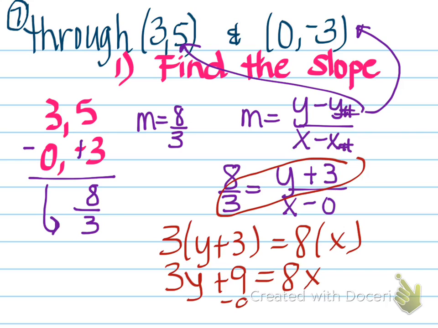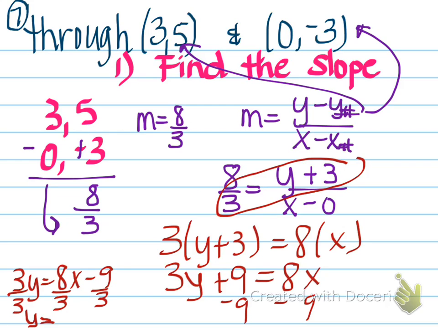Then I'm going to have to subtract 9. And I'll have 3y equals 8x minus 9. And then I'll divide every part by 3. So I'll have y equals 8 over 3 x minus 3.